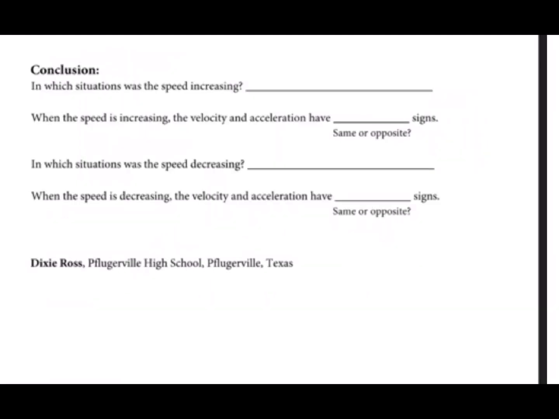Okay, so in which situations was the speed increasing? That was in situations 1 and 2. Okay, and in those two situations, in situation 1, velocity and acceleration were both positive. In situation 2, velocity and acceleration were both negative. So when speed was increasing, velocity and acceleration had the same signs.